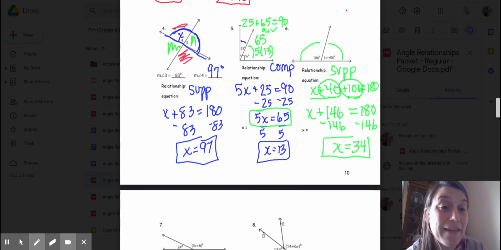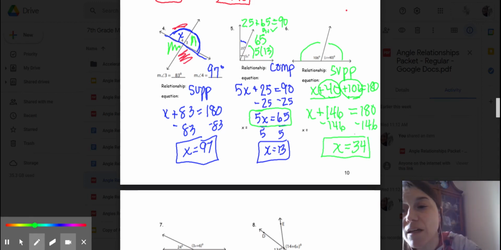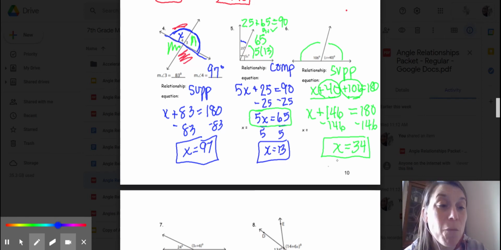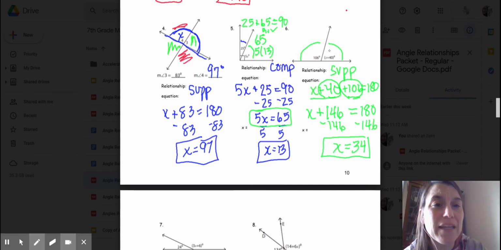Okay, but that's the value of x. To find the angle that I'm missing, I'm going to go back in here and say, well, if this angle is x plus 40, I'm going to replace the x with 34, substituting, plus 40, because why am I doing that? Look, x plus 40, and x is 34. So 34 plus 40 is 74. That means this angle here is 74 degrees.